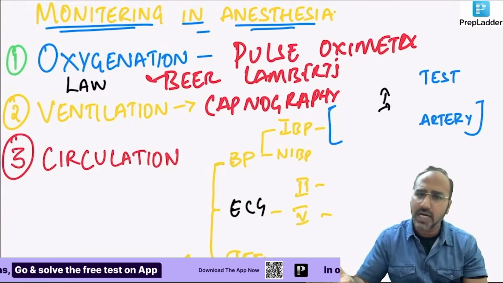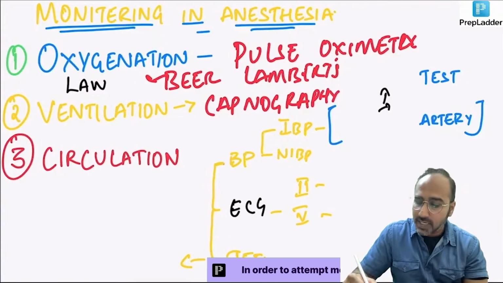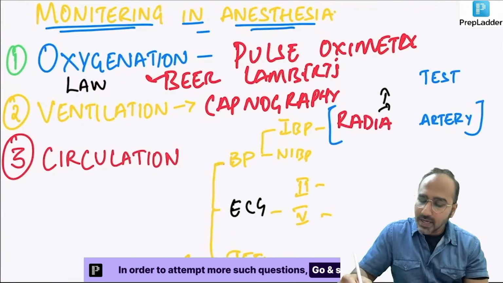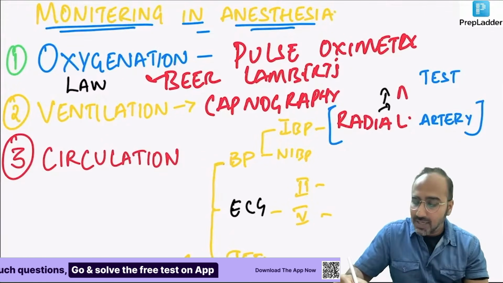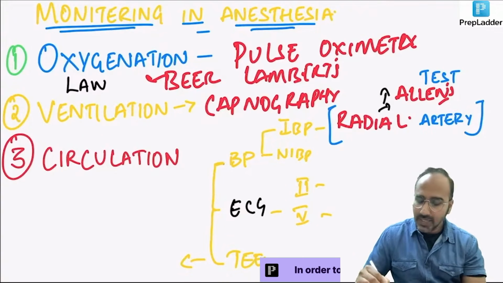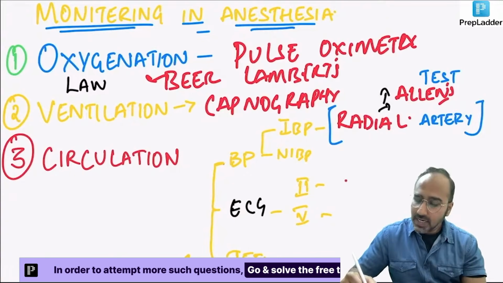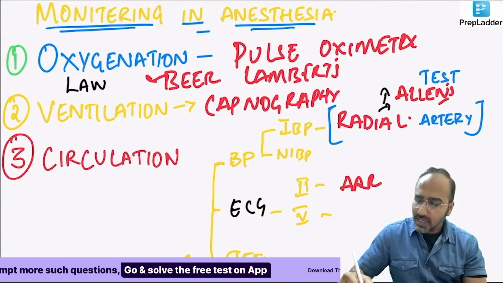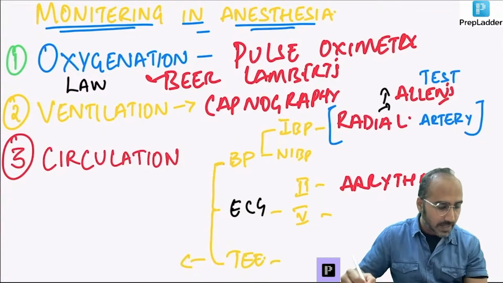In BP there is IBP and NIBP. Normally we go for non-invasive blood pressure monitoring, but if you are going for invasive blood pressure monitoring, then you need to cannulate the radial artery. And if you want to check the patency of the radial artery, then you can go for a test called Allen's test. Next, ECG. In ECG, 2 leads are monitored, guys. Lead 2 and lead 5. Lead 2 monitors arrhythmias and lead 5 monitors ischemia.